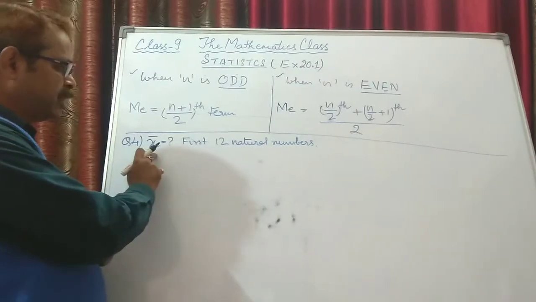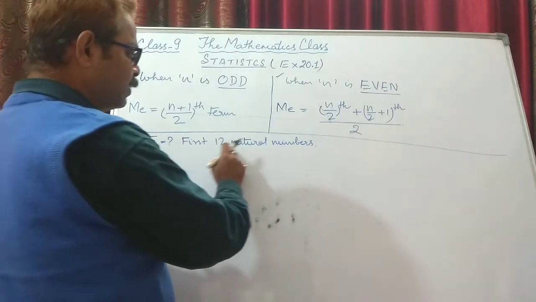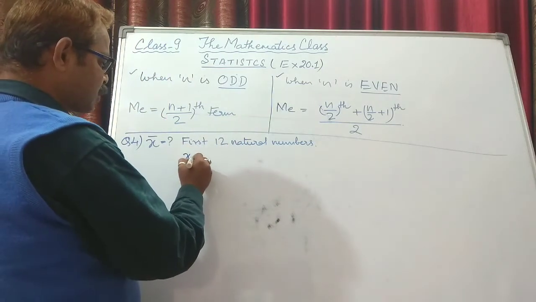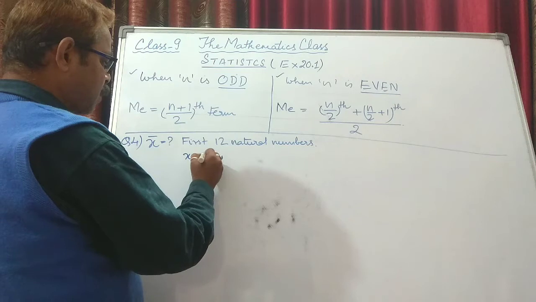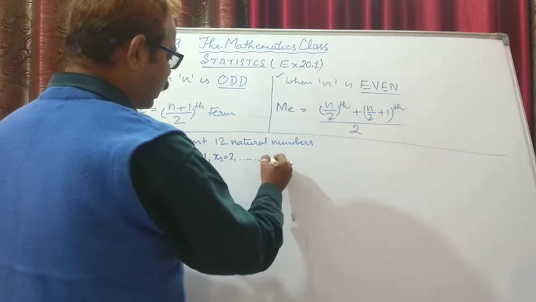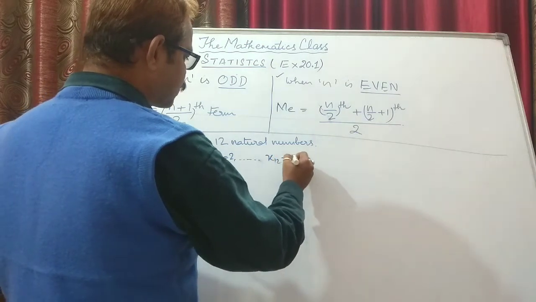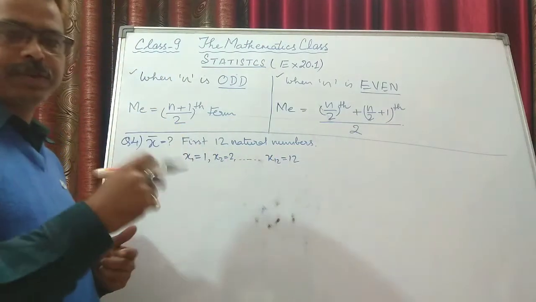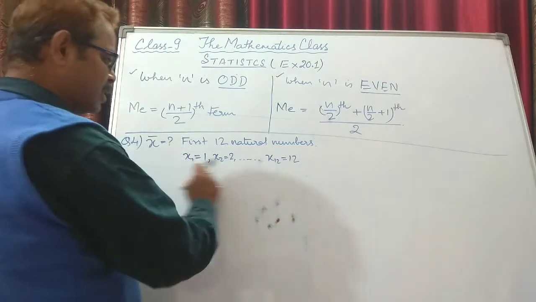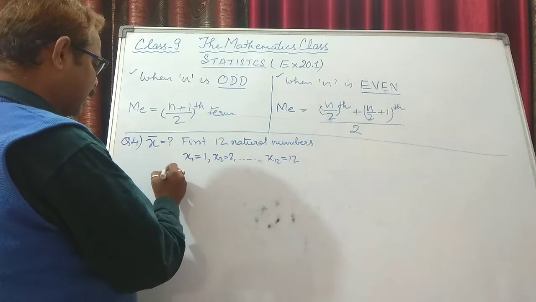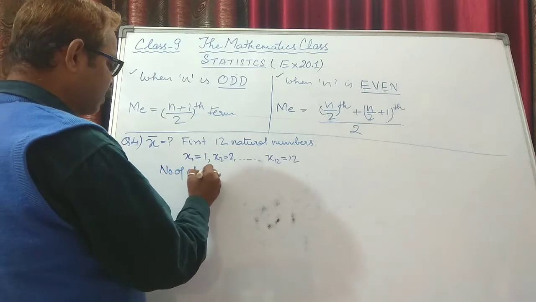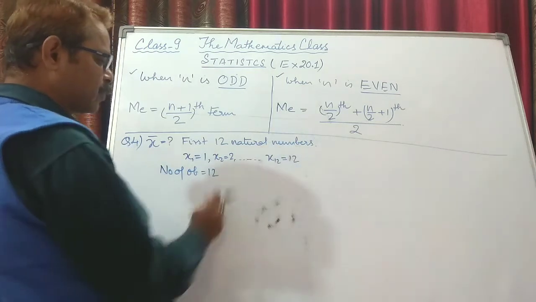They say find the mean of the first 12 natural numbers. So the first 12 natural numbers will be x1 represented by 1, x2 represented by 2, up to x12 represented by 12. The first 12 natural numbers are 1, 2, 3, 4, 5, 6, 7, 8, 9, 10, 11, 12. So this is the observation, and the number of observations is 12 because from 1 to 12 there are 12 numbers.